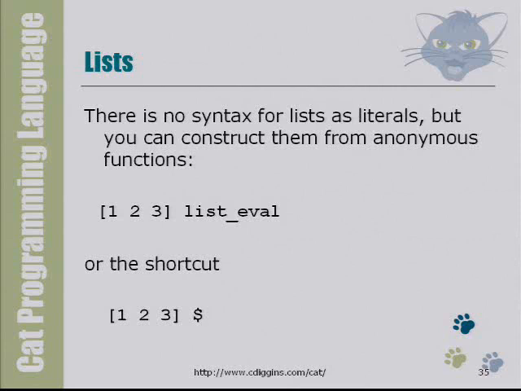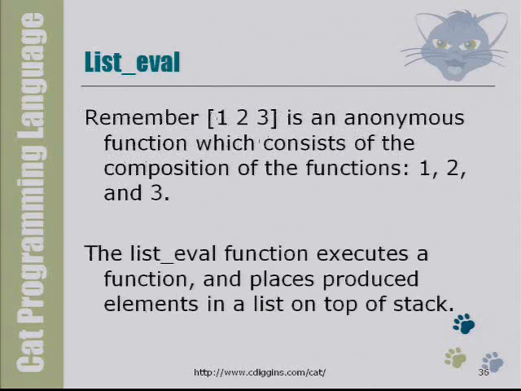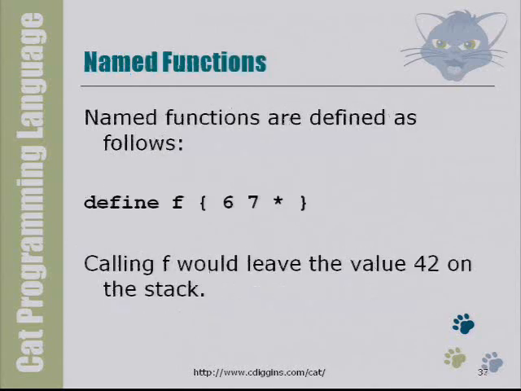So there's no actual syntax for lists in CAT. So what you have to do is use a list eval operator to take an anonymous program, and what it will do is produce a list and put that on top of the stack. And of course there's a shortcut, because who wants to type 9 characters when you could type 1? How do I explain that?